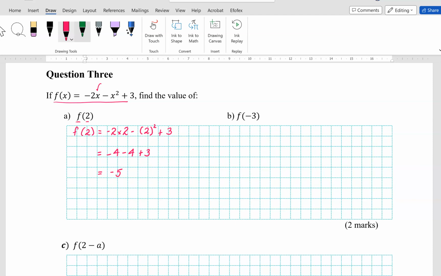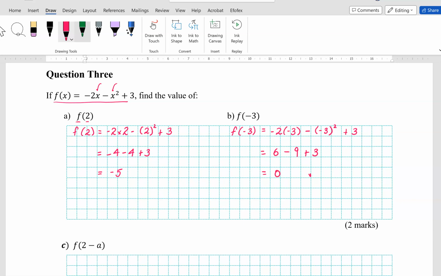Right, same thing, but with a negative now. So we're still going to go back to our f function, and wherever the x is, we're replacing it with a negative 3. So instead of minus 2 times x, it's minus 2 times negative 3, right? Minus, instead of x squared, it's (minus 3) squared, plus 3. Negative 2 times negative 3 is 6, minus, now (minus 3) squared is 9. So if you are using your calculator, please be careful with that. 6 take 9 is minus 3 plus 3 is 0.